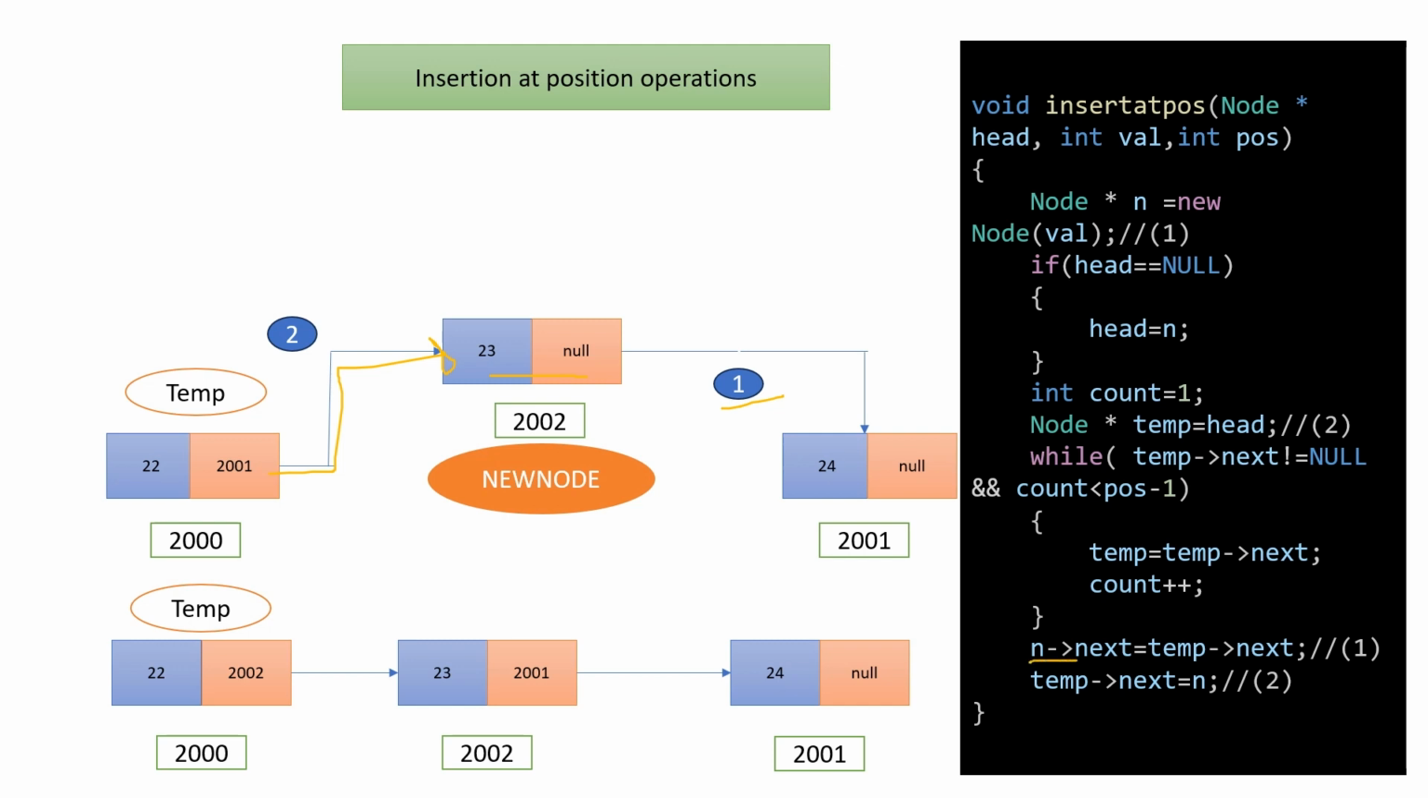Initially, our first step must be that we place our new node next to the temp next node, so that we do not lose our previous nodes. Then the next step will be that our temp next will be pointed at our new node, which is named n, and this is how the insertion will be done at the position, and we place our new node at the correct position. So that's it about the insertion operation. Let's move forward to the implementation.